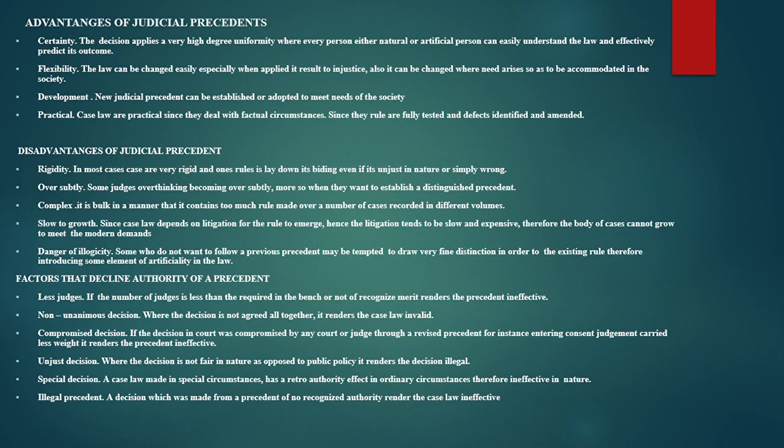Illegal precedent. A decision made from a precedent of no recognized authority renders the case law ineffective. An illegal precedent may be made by a court which does not have the ability to make precedent, or adopted from a subordinate court to a superior court. So, due to procedural formalities, that precedent can be rendered ineffective.